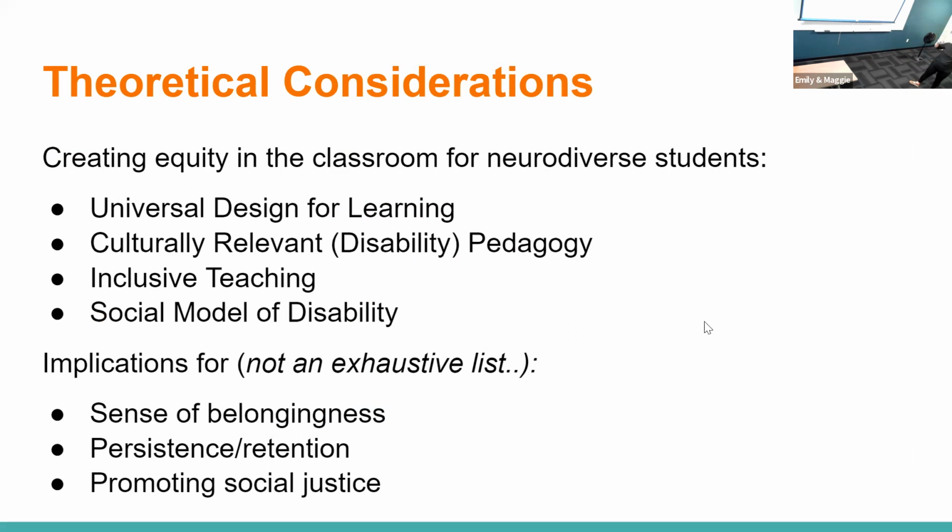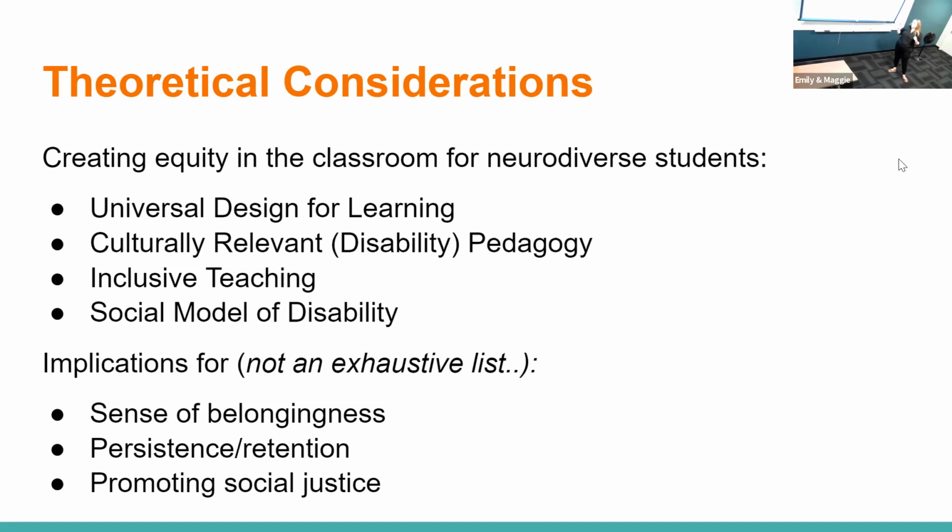So essentially, when we're talking about main theories, this may be familiar to many folks, or it might be new to some, but essentially what we're looking at in order to create equity in the classroom for neurodiverse students is universal design for learning and culturally relevant pedagogy. And again, that's the idea here, that we're making an argument that we're going to include dis/ability in our definition of diversity. Inclusive teaching, we've had a lot of inclusive teaching initiatives on campus that fits well with this.